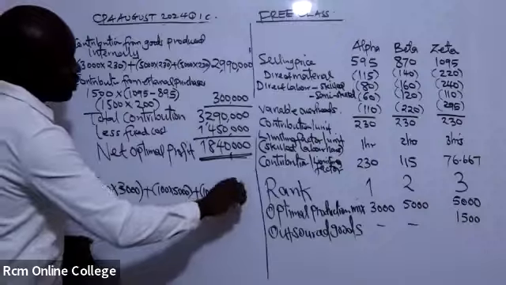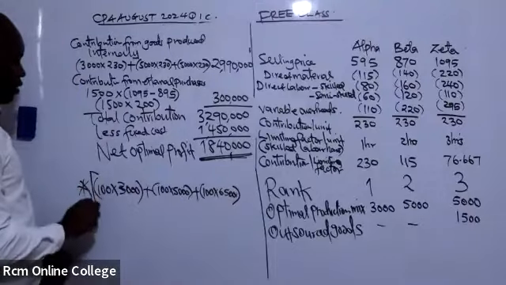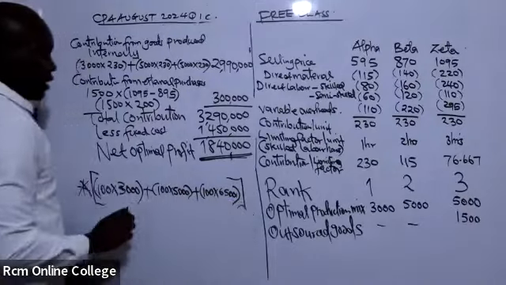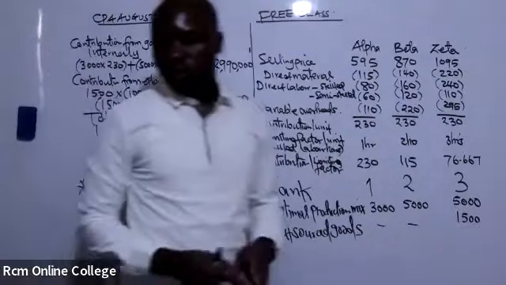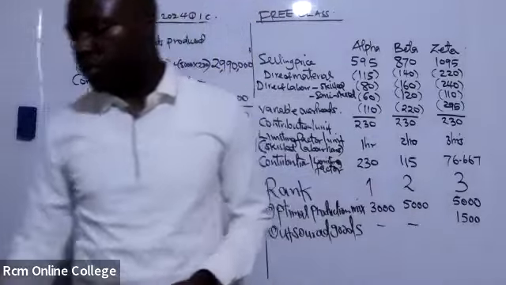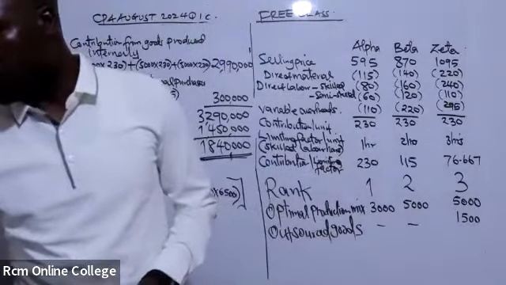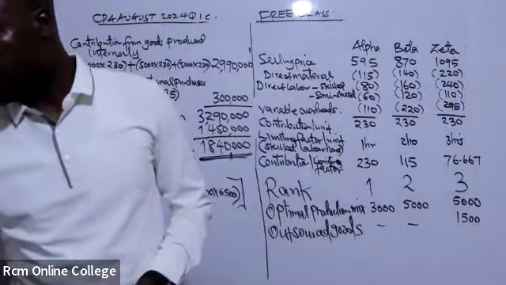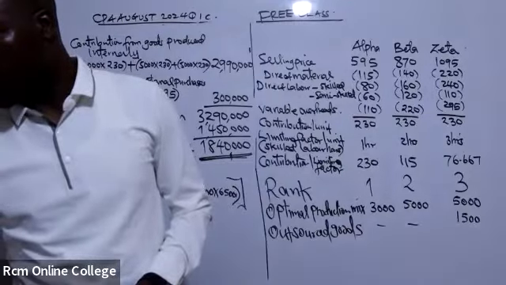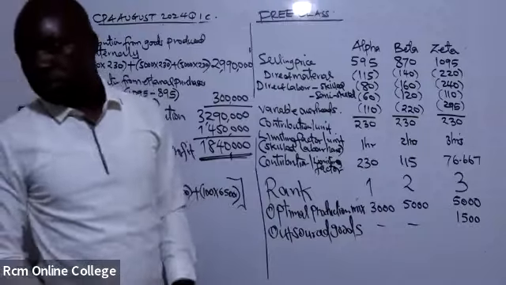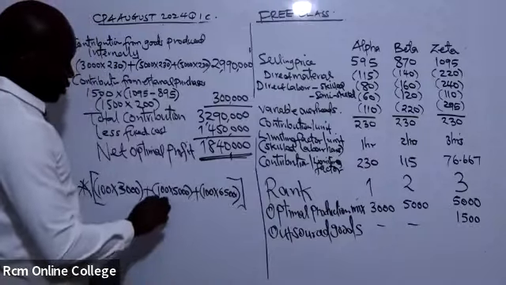6,500 units. So when you put all this together, are you getting a figure? If yes, how much is the figure? When you put all that together, how much are you getting? 1450.